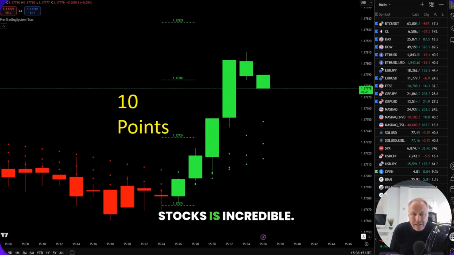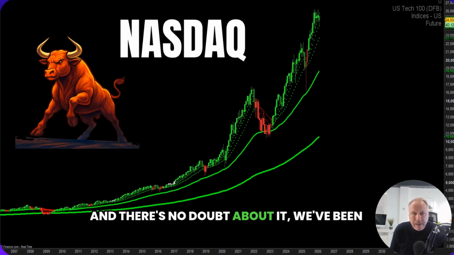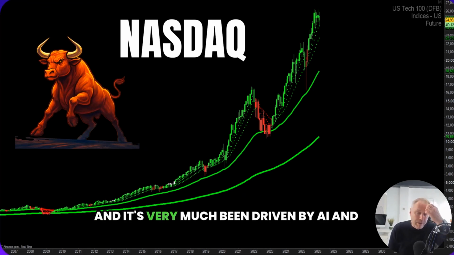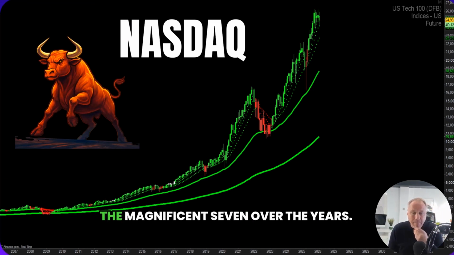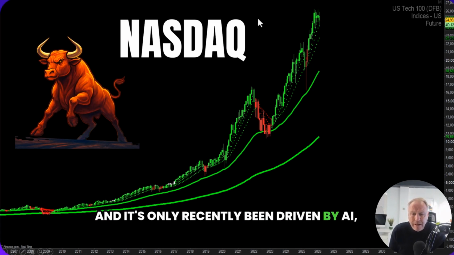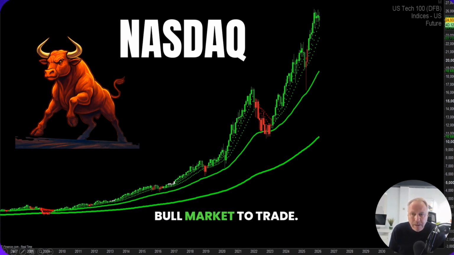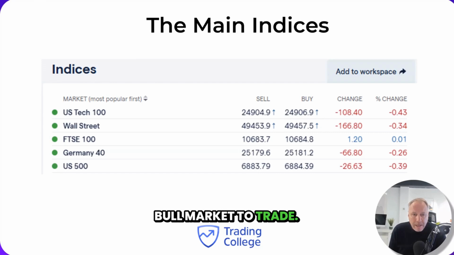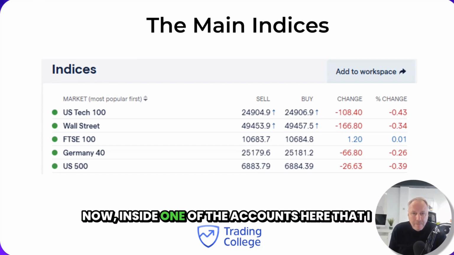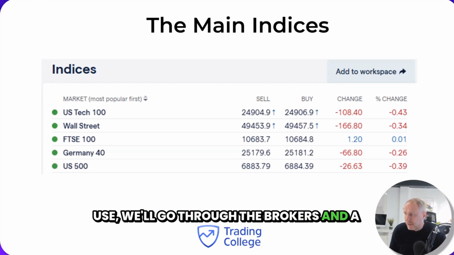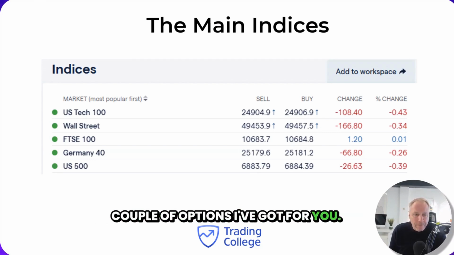So certainly the opportunities and the volatility inside the US markets, whether you're trading the indices or individual stocks, is incredible. There's no doubt about it, we've been in a massive bull market on the NASDAQ since 2009, and it's very much been driven by AI and the Magnificent Seven over the years. It's only recently been driven by AI, but it's been an incredible bull market to trade. Now, inside one of the accounts that I use, we'll go through the brokers and a couple of options I've got for you.